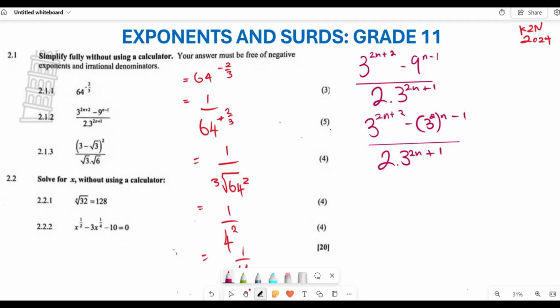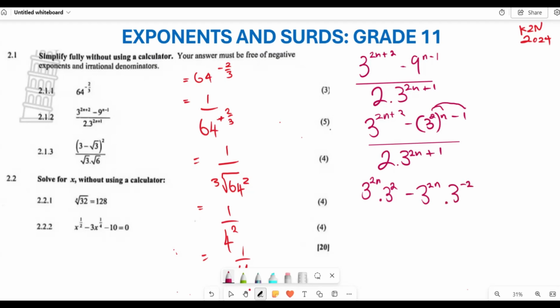Now, I want you to look at this. Remember, this 2 here is applicable here, and this 2 is also applicable here when we multiply back. So I want to write these in factor form. When I write this in factor form, I am saying this is the same as 3 to the power of 2n multiplied by 3 to the power of 2, subtract 3 to the power of 2n multiplied by 3 to the power of negative 2.